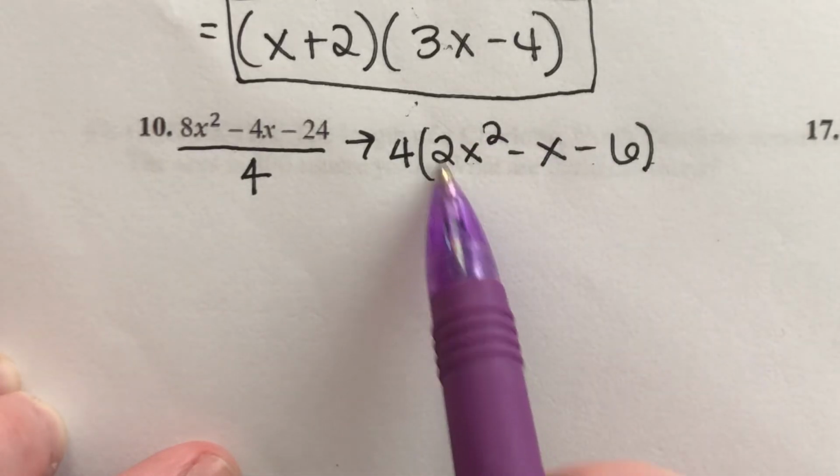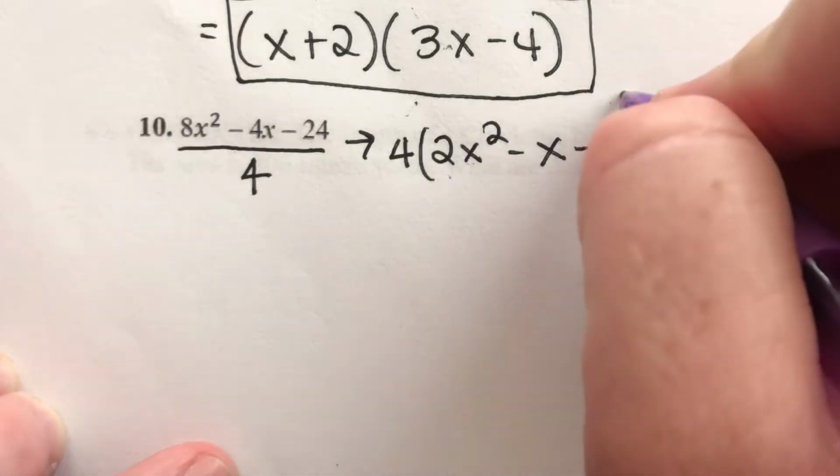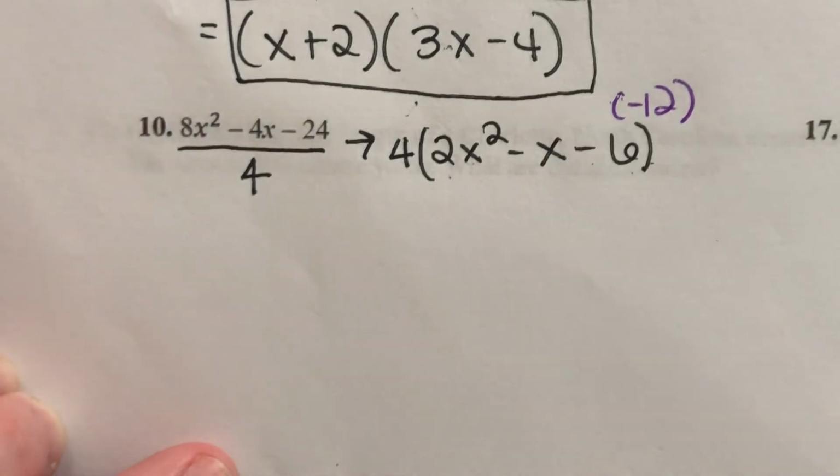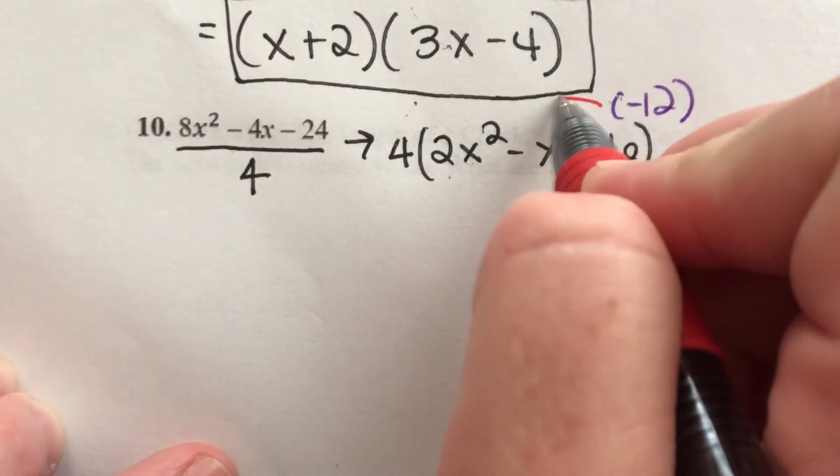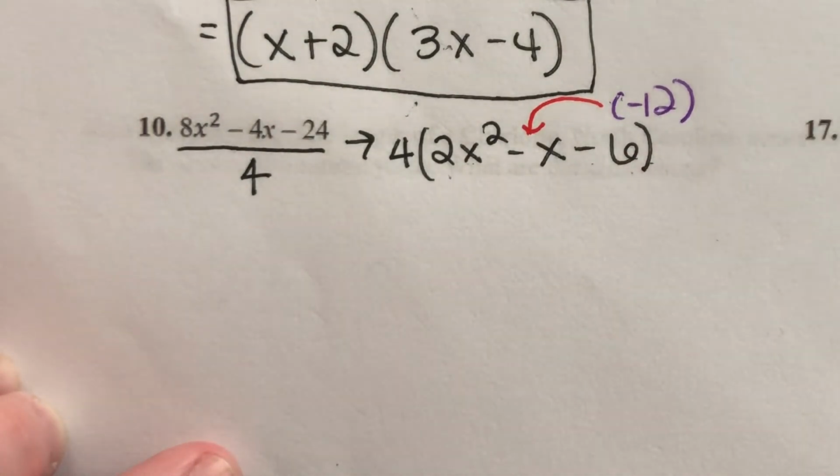So 2 times negative 6 is negative 12. I want to find all the factors of negative 12 that add up to negative 1, because that's my middle term here, negative 1, okay? So the factors of negative 12 that add up to negative 1 are negative 4 and positive 3, right?